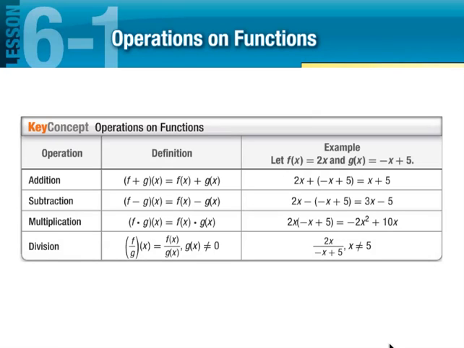About Chapter 6, Operations on Functions. You're going to notice at the board there, we are going to add, subtract, multiply, and divide functions. Basically, if you have two functions, in this case f of x and g of x, if you want to add those together, all you're going to do is add like terms. We've already done this. Should be nothing new.